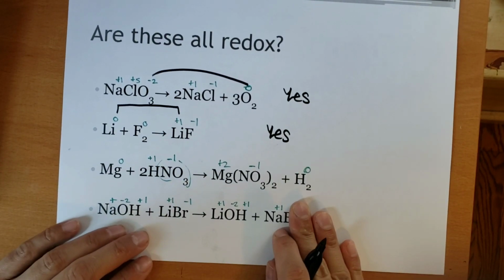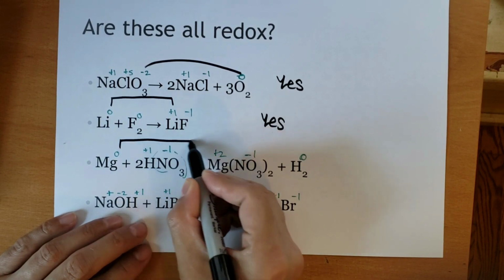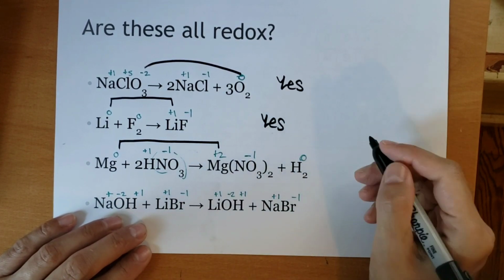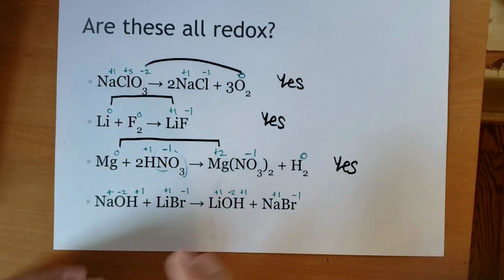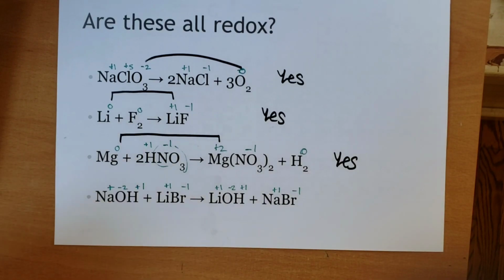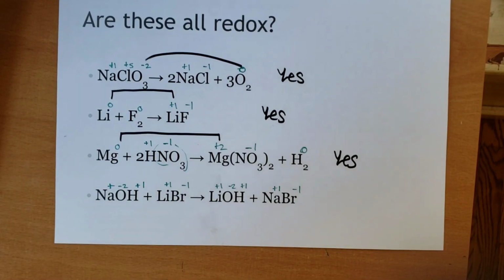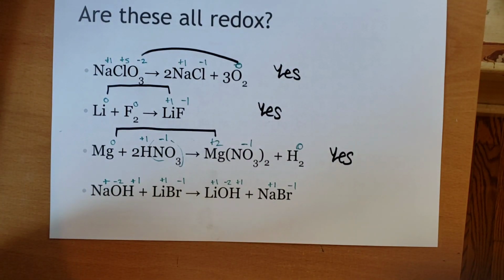In this reaction, we have single replacement. Notice that magnesium's oxidation number is changing from 0 to positive 2. So is this redox? Yes. Now in all of these 3 reactions, I identified redox by only seeing one change in oxidation number. Remember that in redox, there will always be 2 changes in oxidation number.